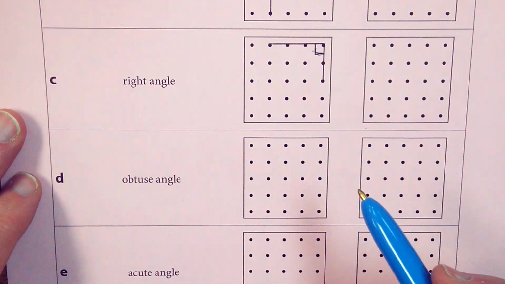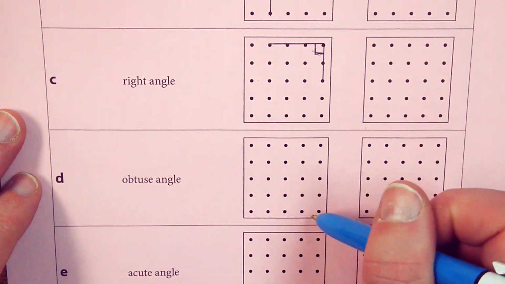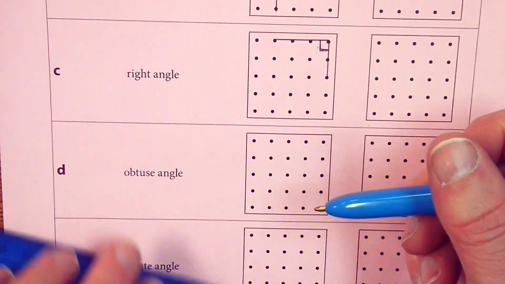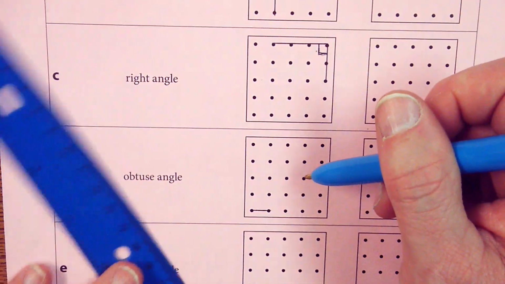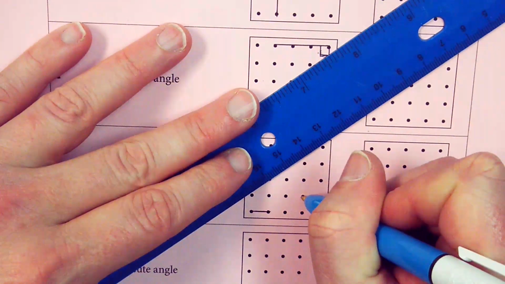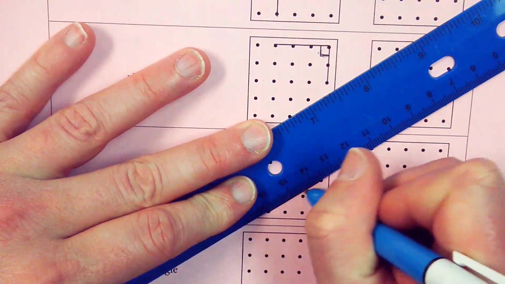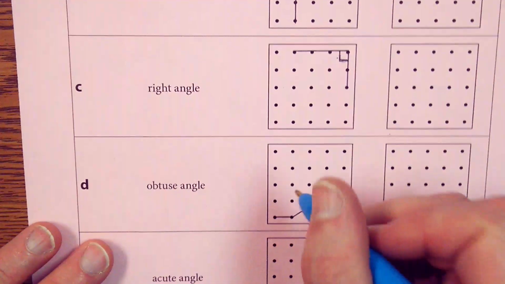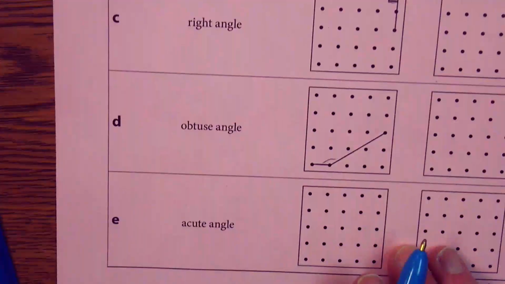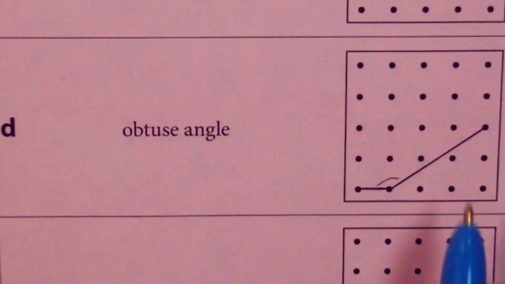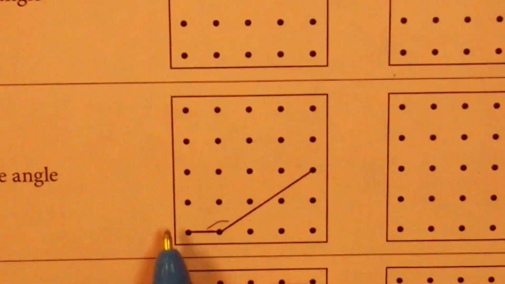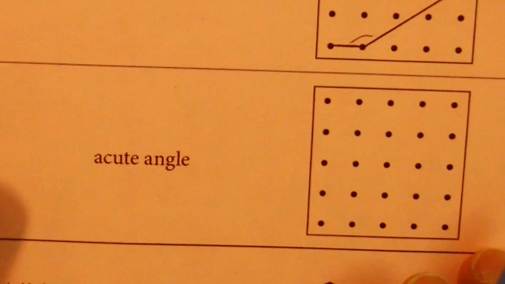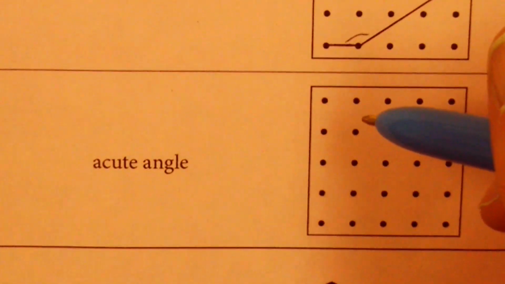An obtuse angle, oh goodness gracious, they're just making it so difficult for us. But maybe I go something like that. So there's my angle here. I guess I could zoom in a little bit. That's probably pretty tiny for you. But there's my obtuse angle. Okay, so when you're over here, change it up a little bit. Keep it bigger than 90 degrees. But yeah, make a different kind of obtuse angle.